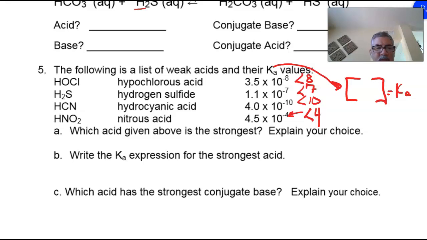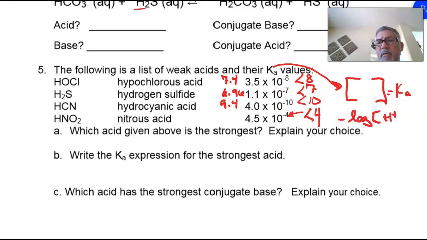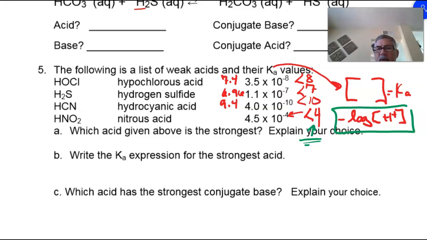If we were actually going to do the pH, I'll pause it and I'll do the actual pHs for you. You see when I use the negative log of a hydronium ion, if I use this equation right here, I start to get these numbers. For the first one, I said it was going to be less than 8, and it's 7.4. The next one would round to 7, 6.96, and then I get 9.4. So I use estimation like I did right here.